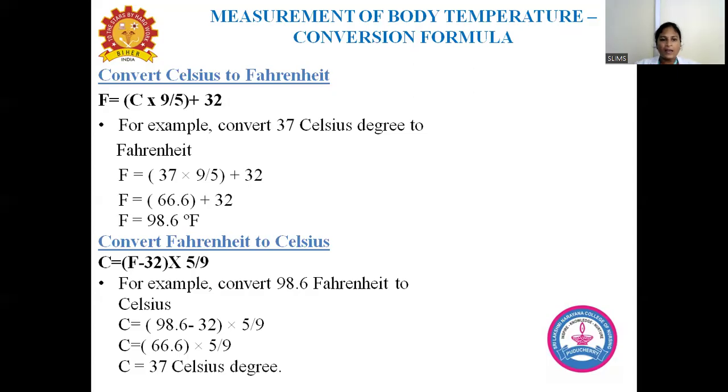Now convert Fahrenheit to Celsius. Celsius is equal to Fahrenheit minus 32 into 5 by 9. For example, convert 98.6 Fahrenheit to Celsius. Celsius is equal to 98.6 minus 32 into 5 by 9. Celsius is equal to 66.6 into 5 by 9. Celsius is equal to 37 degrees Celsius.